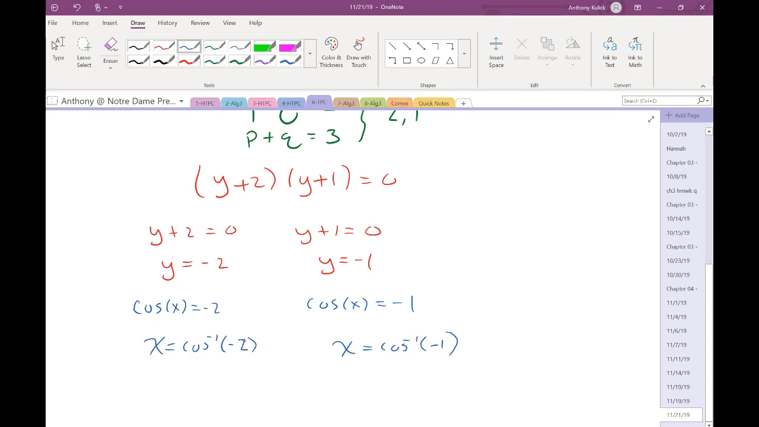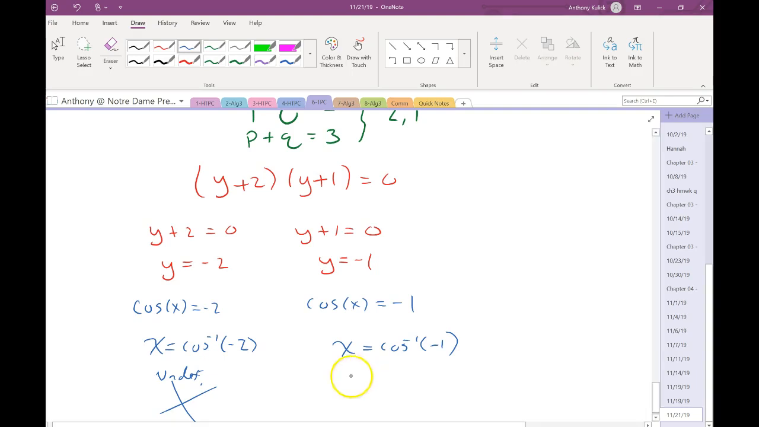Negative 1 to 1. What are we trying to take the cosine inverse of? Negative 2. Is negative 2 in the domain for cosine inverse? What does that tell us then? It's nothing. This is undefined here. So we're getting no answers from that piece. So that part doesn't matter to us anymore. No answers are coming from there. Everybody good with that?